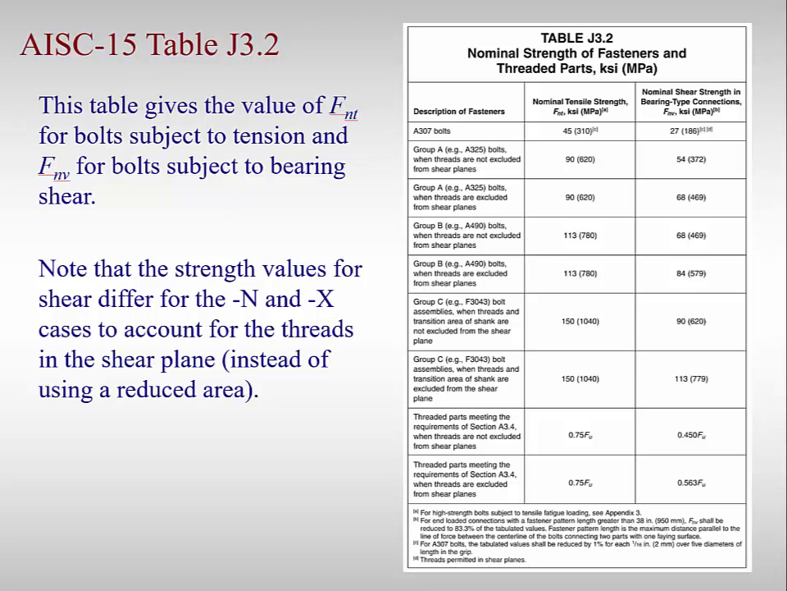Note the shear strength values for threads not excluded from the shear plane are lower than those values where the threads are excluded. The reduction is approximately 80%, which means the area in the shear plane with threads is approximately 80% of the full area. For A307 bolts, only one shear strength value is given, since it assumes that the threads are always in the shear plane, or they're not excluded.